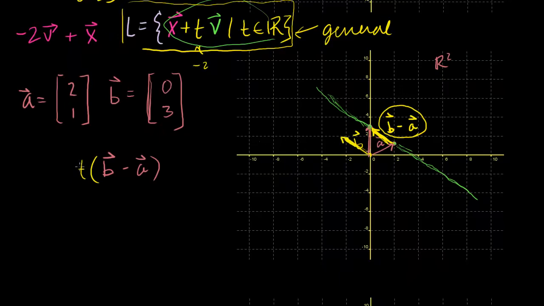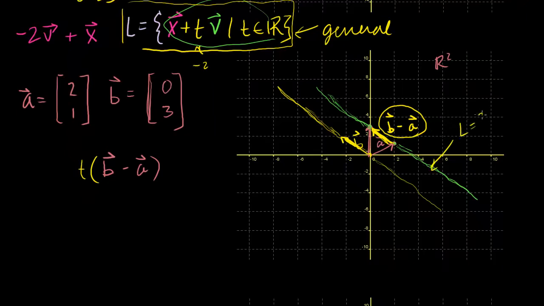So if we just multiplied some scalar times b minus a, we would just get points or vectors that lie on this line. Vectors that lie on that line right there. Now, that's not what we set out to do. We wanted to figure out an equation or a parametrization, if you will, of this line or this set. Let's call this set L.